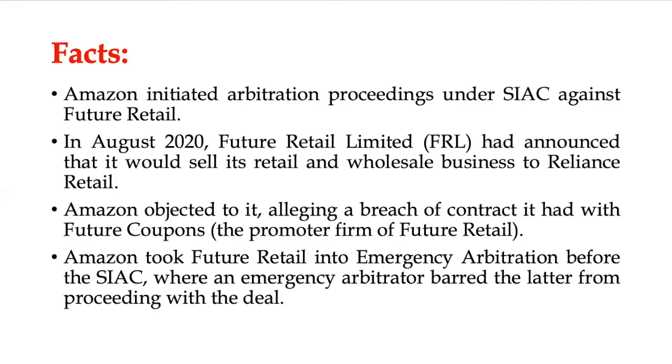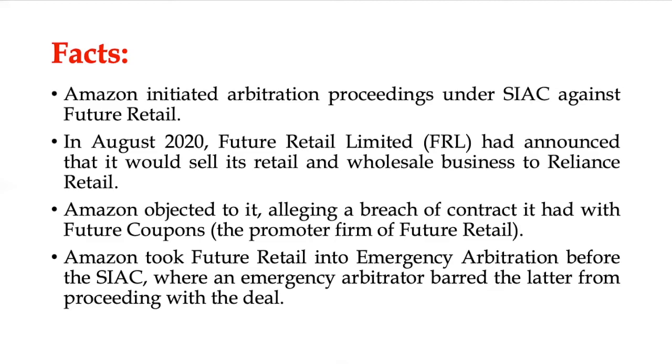Now, there was an agreement between Amazon and Future Coupons, wherein Future Coupons is the promoter of Future Retail. So Amazon objected to this deal because Amazon argued that this deal would breach its contract with Future Coupons, or basically Future Retail. So there are two contracts in mind. The first is Amazon's contract with Future Coupons, and the second is the contract that Future Retail was supposed to enter into with Reliance Retail.